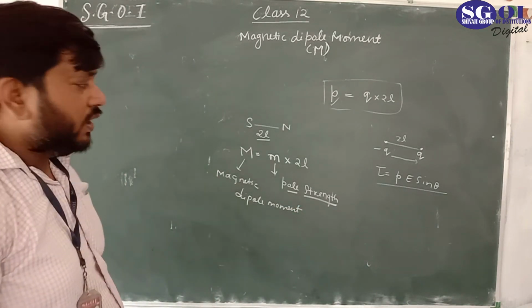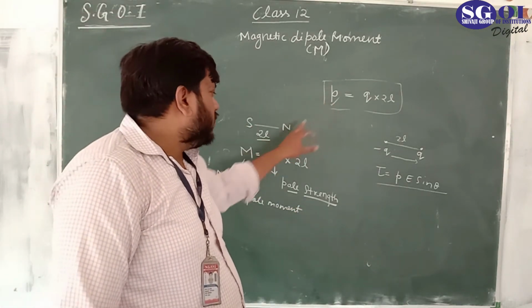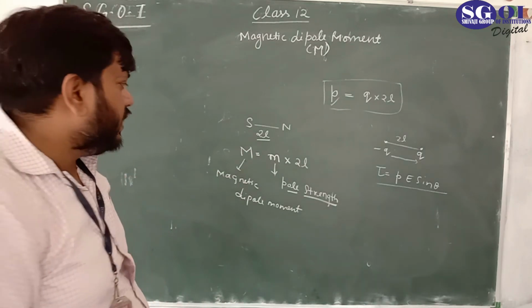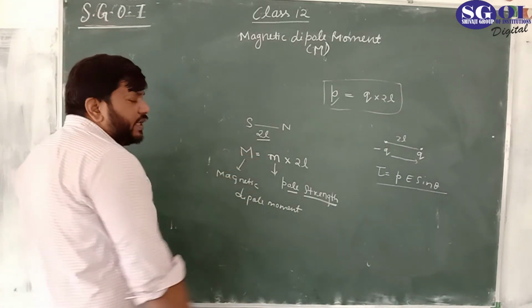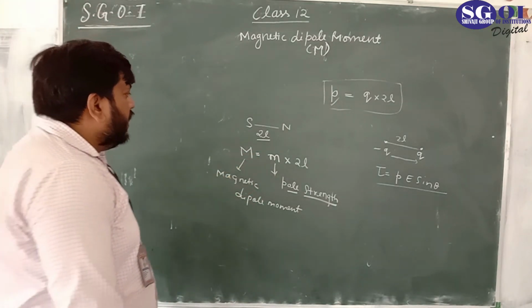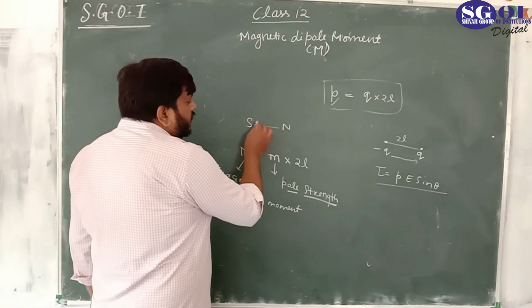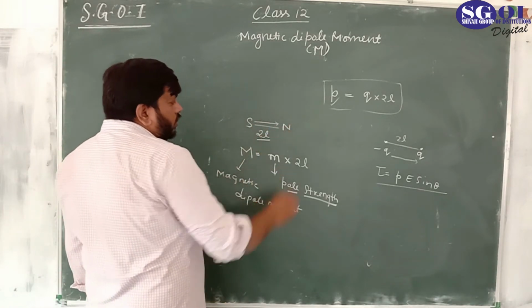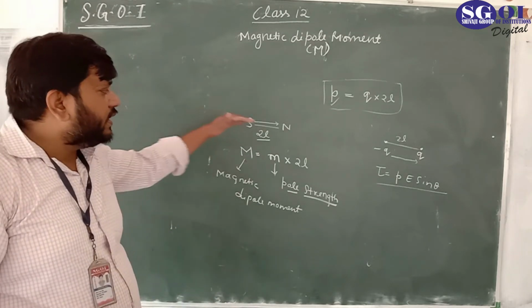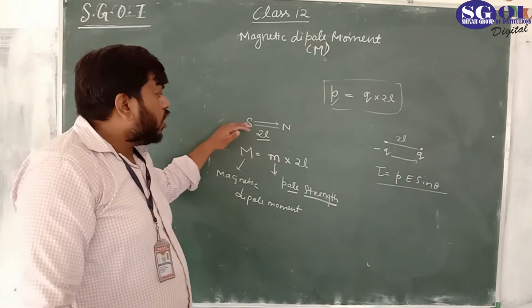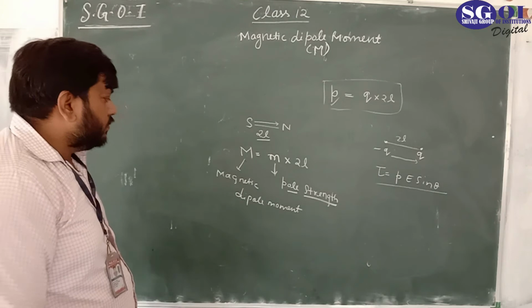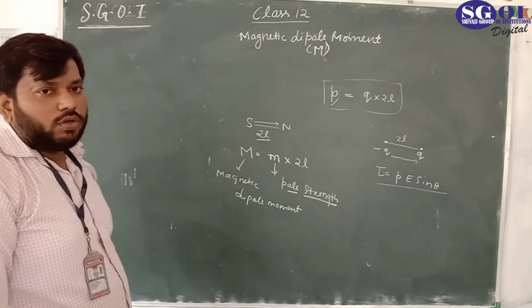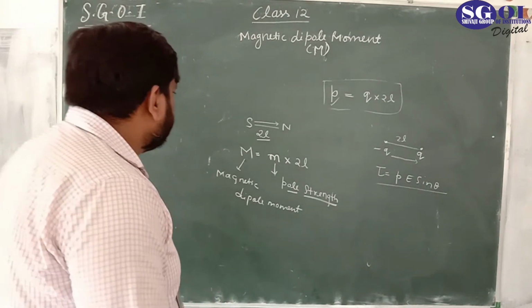It is m into 2L. It is also a vector quantity, and the direction of the magnetic dipole moment is from south to north. The direction of the magnetic dipole moment is from the south pole to the north pole.